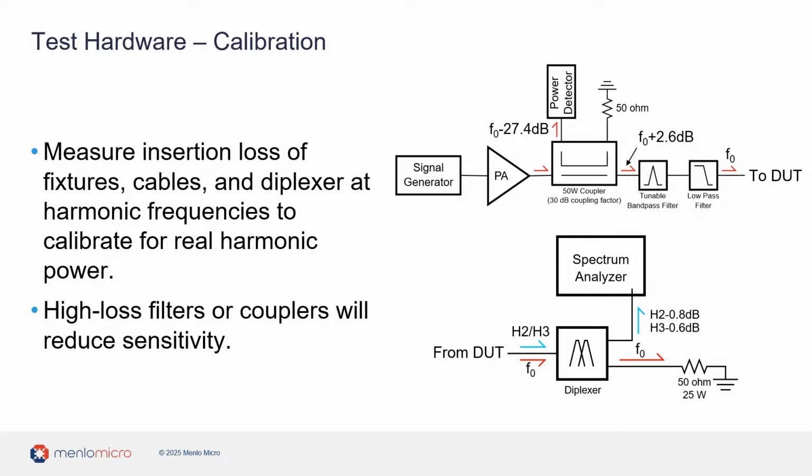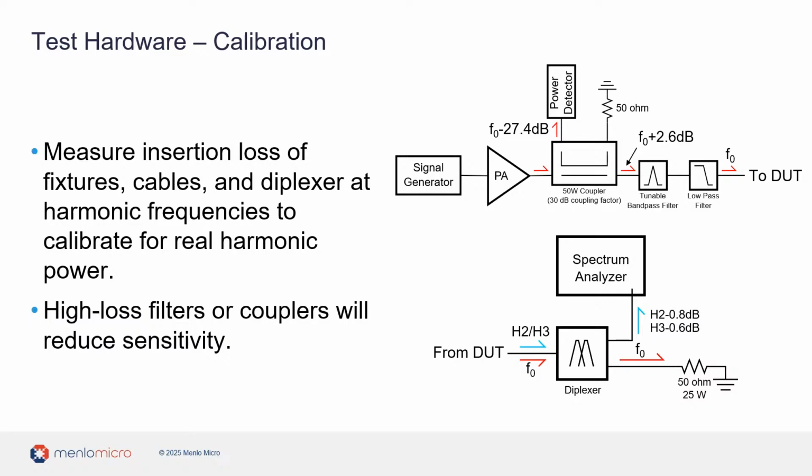At the output, we need to know the losses between the DUT and the spectrum analyzer so that we know what to adjust the measured tone power to in order to have an accurate measure of the harmonic power at the output of the DUT.